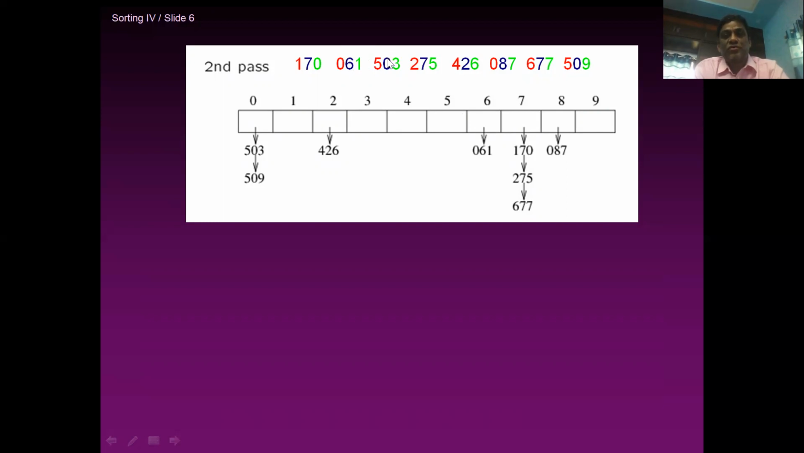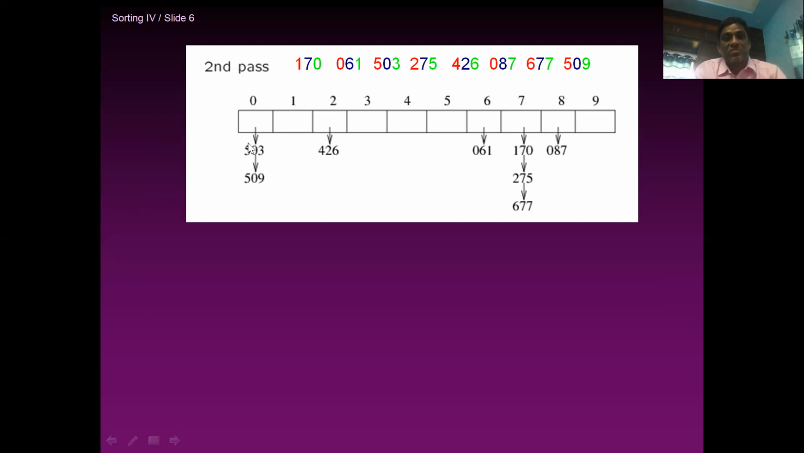503 is moved to 0th bin, because second digit is 0. It is moved to 503 here, 0th bin. 275 is moved to 7th bin here. 426 is moved to second bin. 087 is moved to 8th bin. This one, 8th bin. 677 is moved to 7th bin. The second digit is 7. Therefore, 677. Already there are two elements, so this is the third element in 7th bin. And 509 is moved to 0th bin. There are two elements now in 0th.